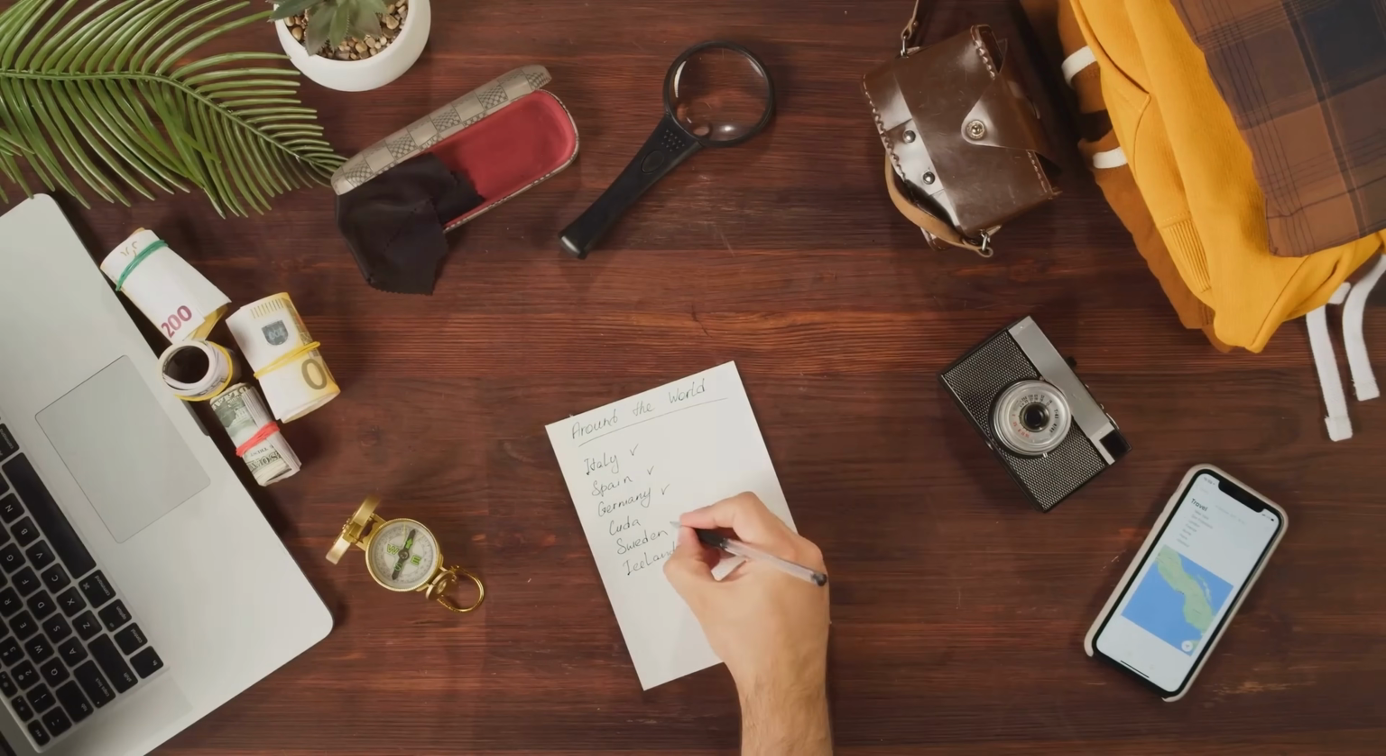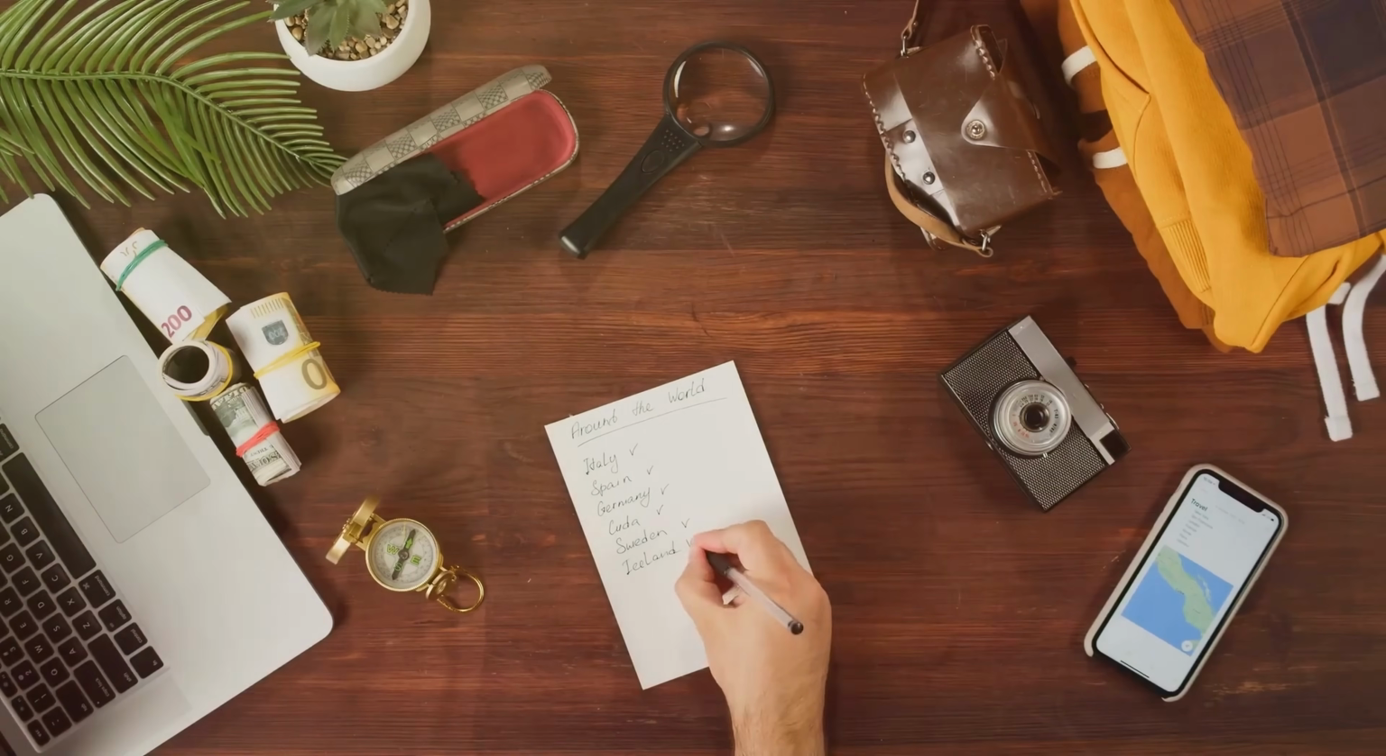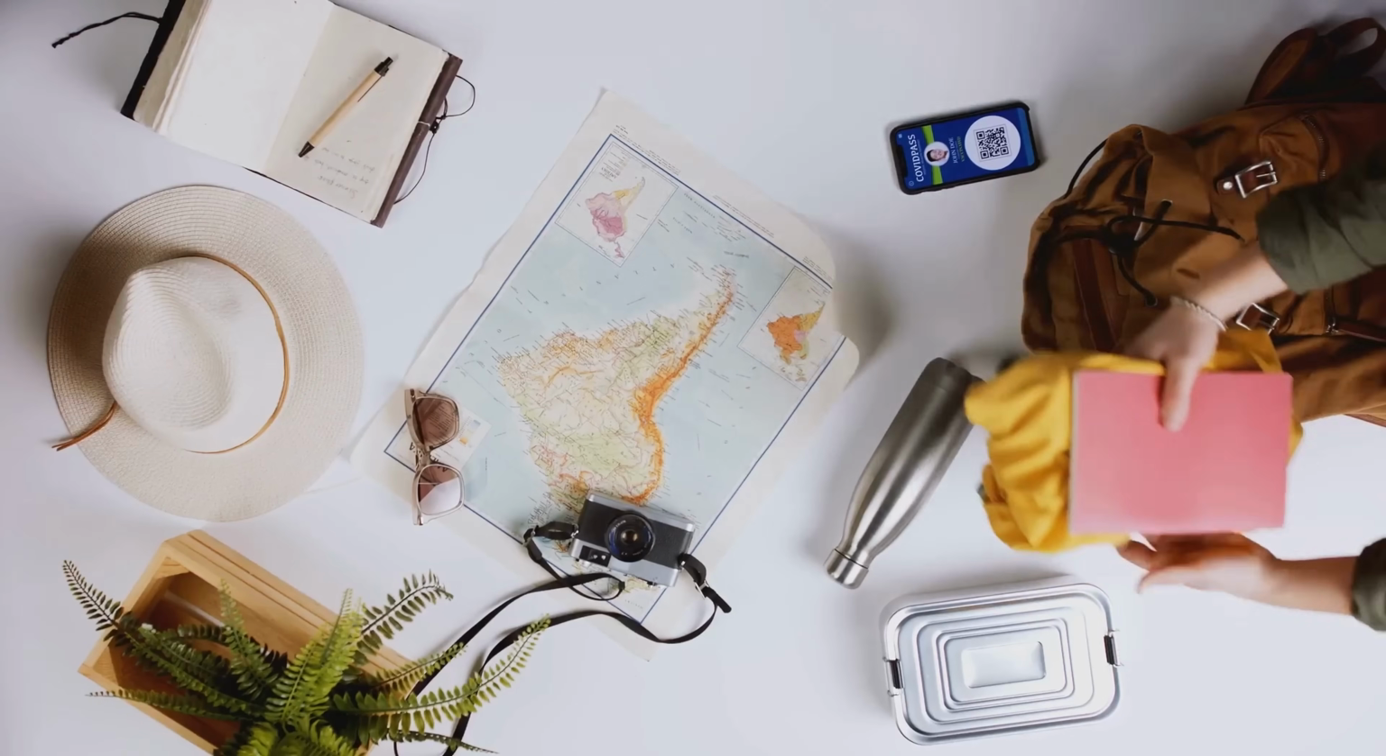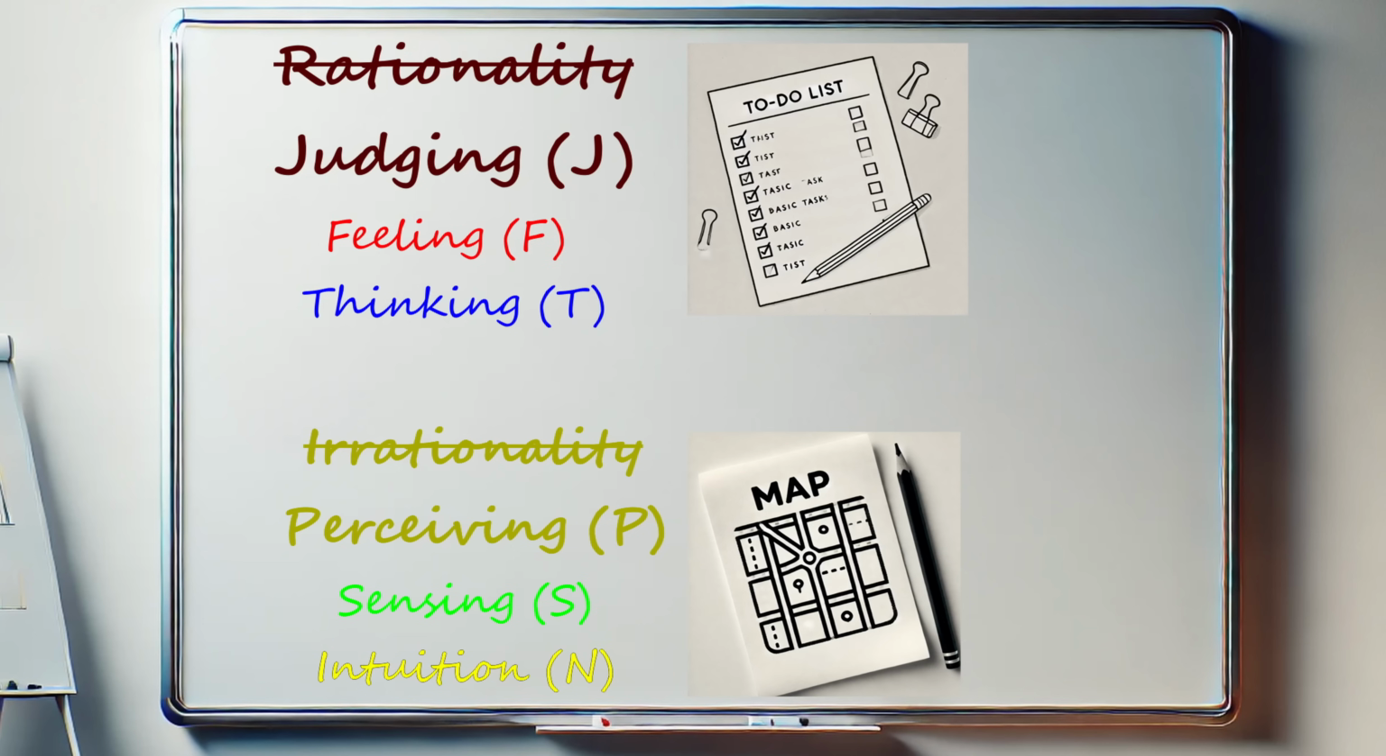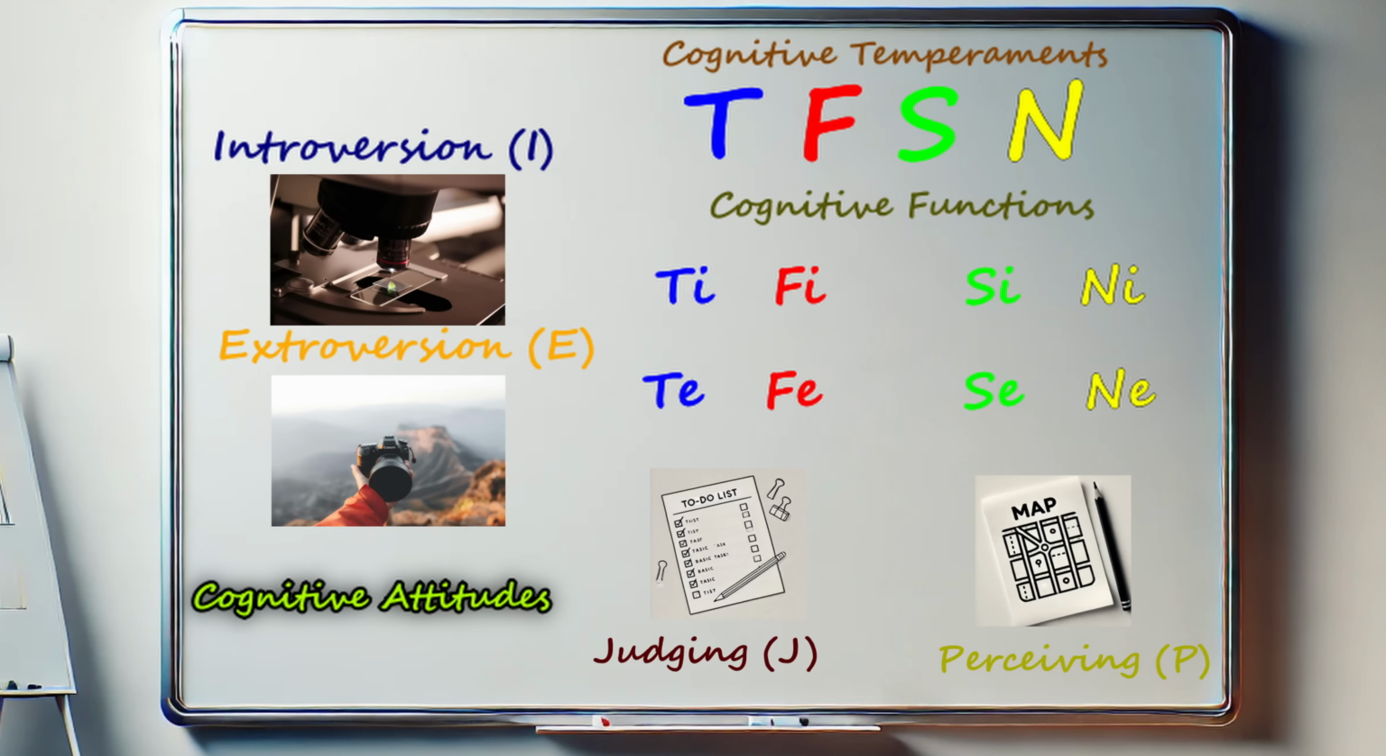What if it's not about rationality or irrationality, but what if it's about judgment and perception? What if these cognitive lenses have different jobs, one judging the world looking at it like a to-do list, and the other perceiving the world looking at it like a map? The more they thought about it that way, the more sense it made, deciding judging and perceiving is an attitude, resulting in thinking and feeling being the judging functions, and sensing and intuition being the perceiving functions.